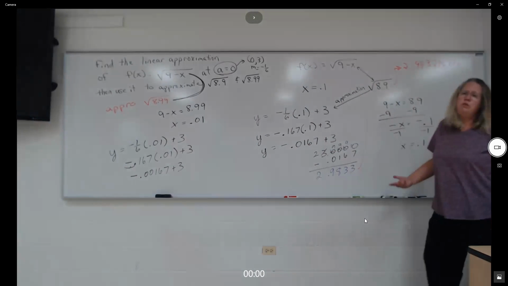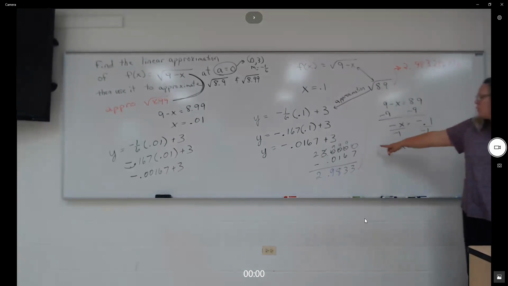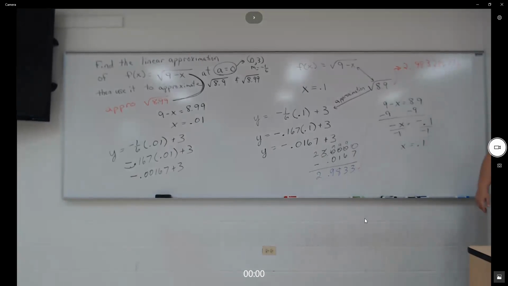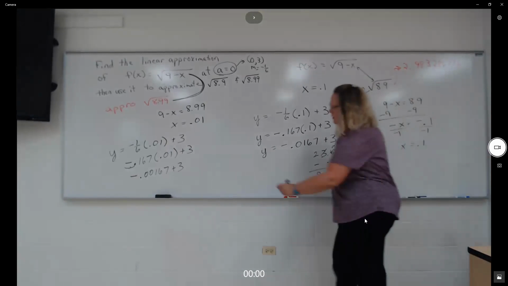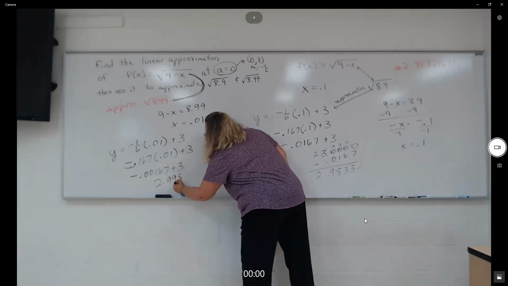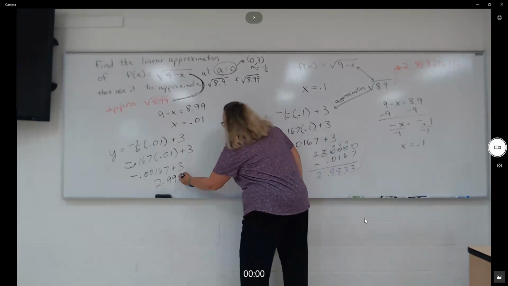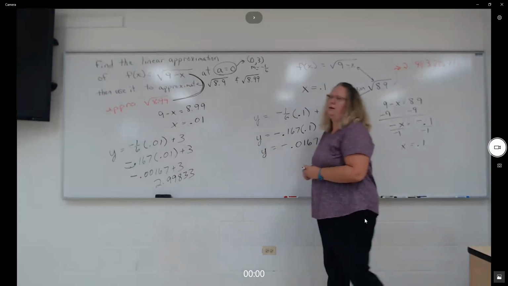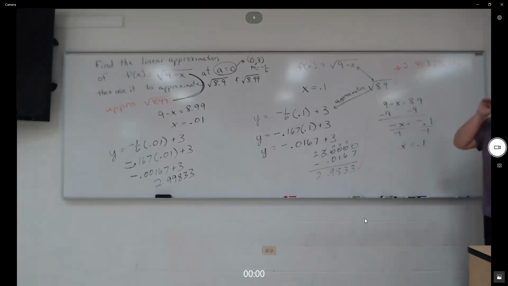And again, you could use your calculator there. Otherwise, we could do a quick stack. I think it just adds another 9, right? 2.99, positive, right? 2.99833. And then again, we could check it on the calculator as well.